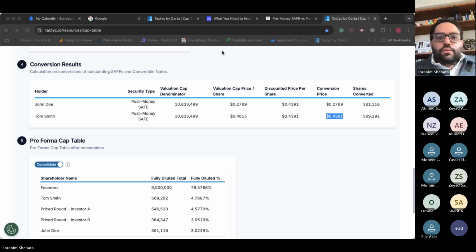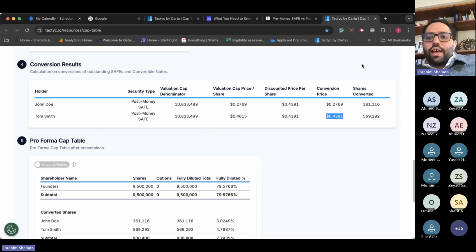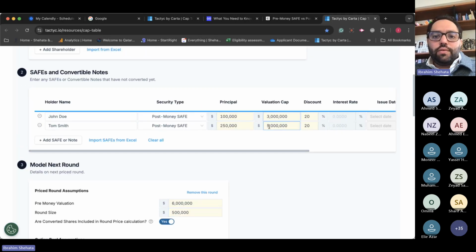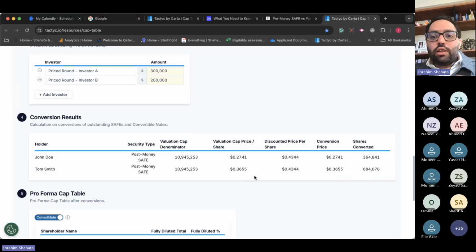So that's something that is very important to note, that you need to model the rounds to see what is happening exactly and which is used before you raise the SAFE, not after you raise the SAFE. So you need to know this before you raise the SAFE, and you need to play with this amount. So for example, if I put here 4 million, the valuation cap will be better for the SAFE holder, and this is the conversion price that will be used, which means that this will hurt the startup founder more and it will benefit the investor more. So that's why you need to be careful with that.